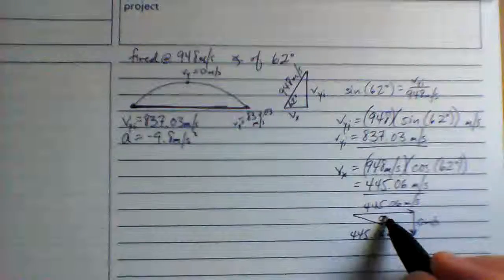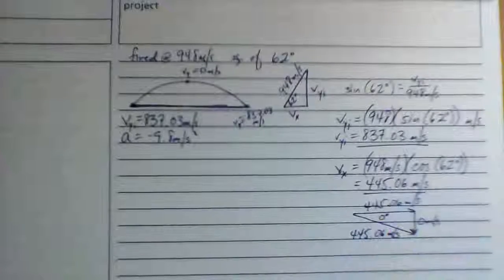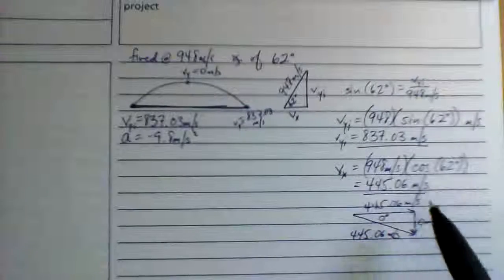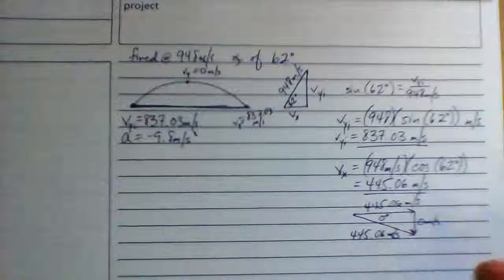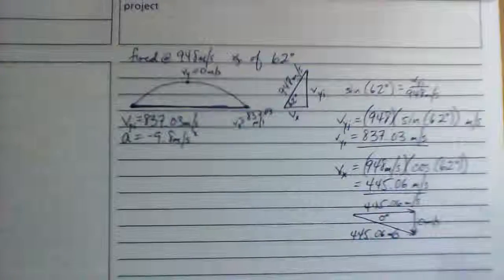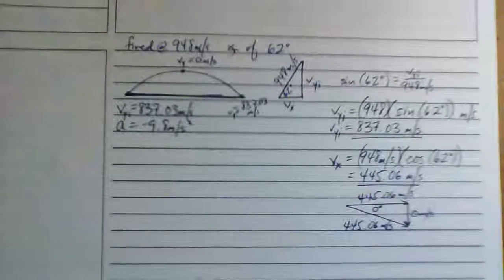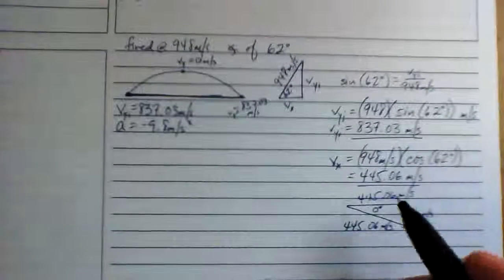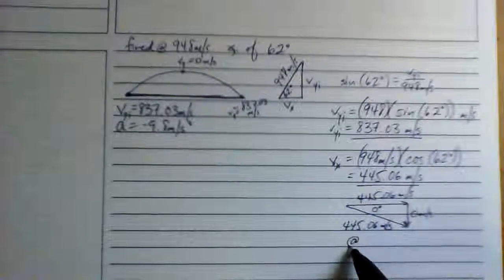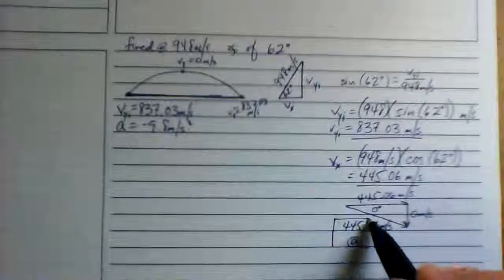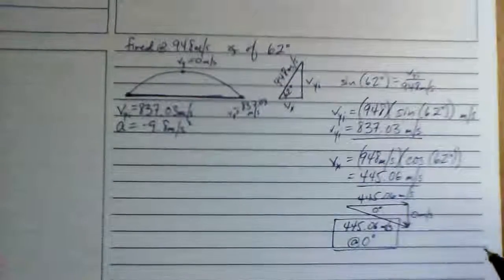Okay. We also know that this is going to be 0 degrees, because there's no velocity in the y direction. Obviously, this wouldn't make a triangle. If this were actually 0 degrees, it would simply be a straight line. But for illustrative purposes, I've gone ahead and drawn it differently like that. So for part A, it would be 445.06 meters per second at 0 degrees. Remember, a vector includes magnitude and direction.